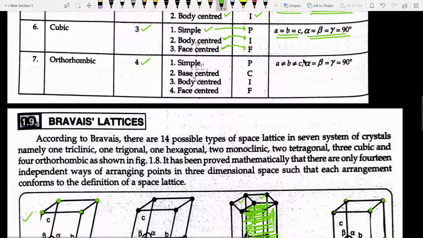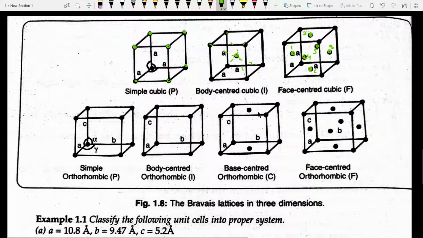Last is orthorhombic. All the sides are of different value. All the three angles are 90 degree. They are 4: simple, base centered, body centered, face centered. In simple, all the atoms are present at the corners. In body centered, all the atoms are present at the corners and one atom is present at the center of the body. This is missing, so we draw it like this. This is represented with I.